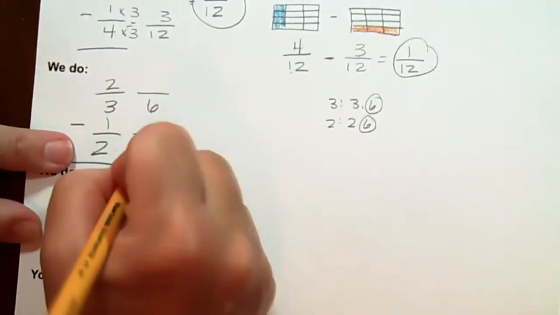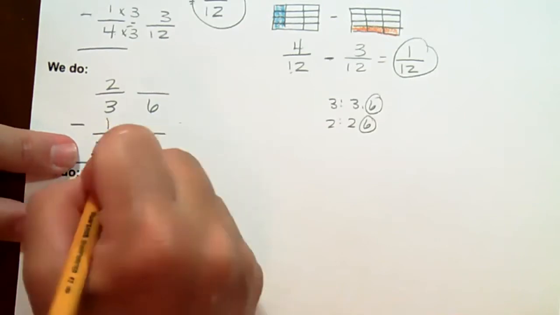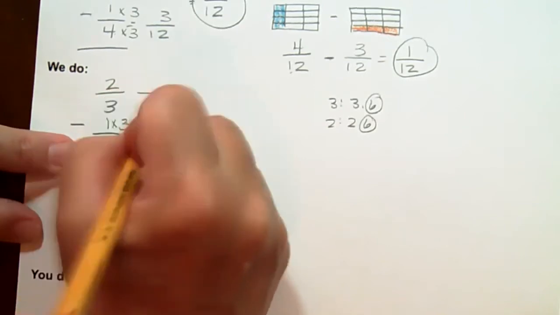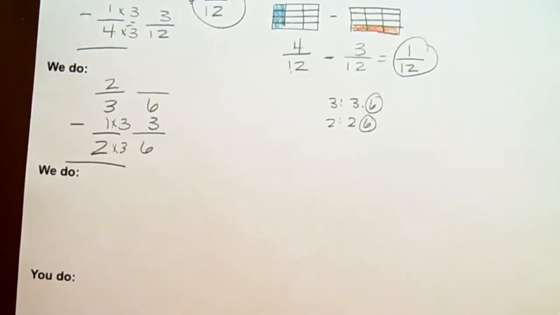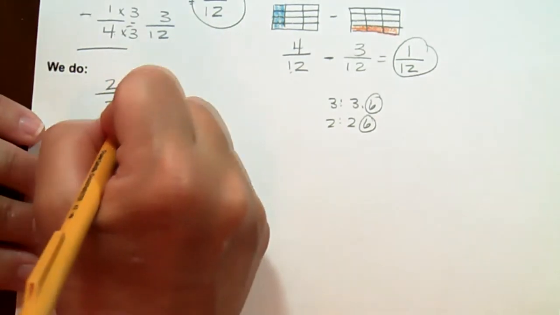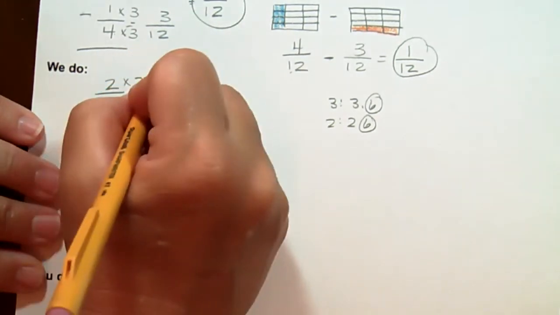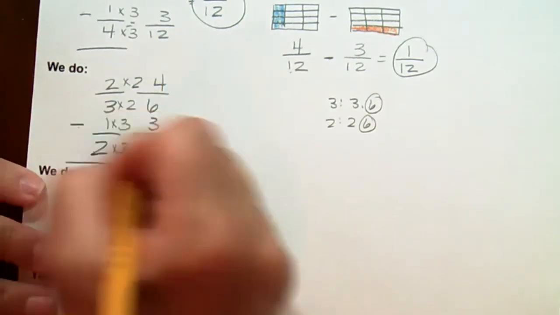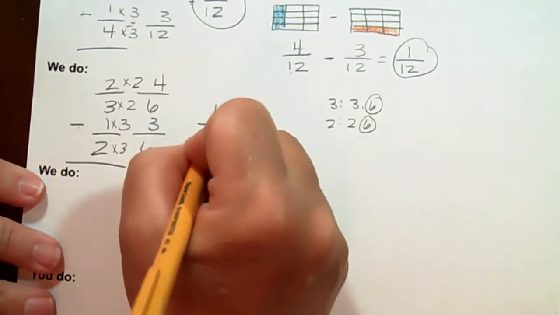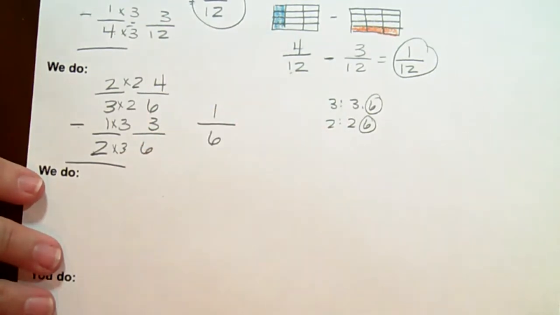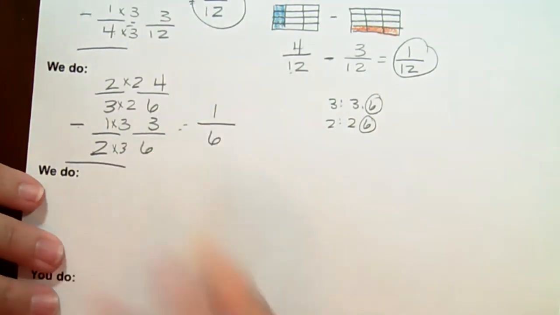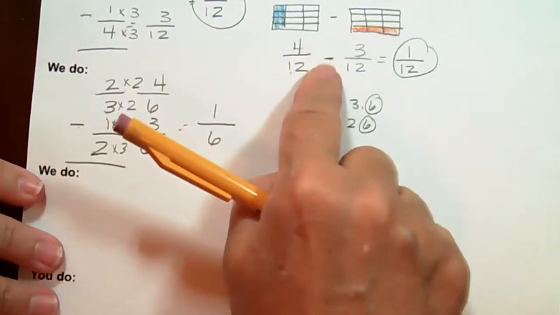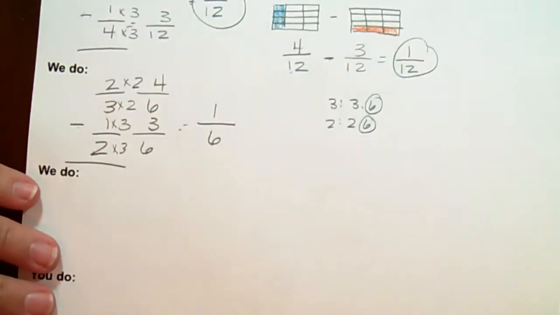How many 2's are in 6? That's 3. 1 times 3 is 3. 3 times 2 is 6. And 2 times 2 is 4. So 4 minus 3 is 1. And the denominator stays the same at 6. And when you're doing your work, if you see that you want to model some, you just get back with me and I'll work with you on modeling.